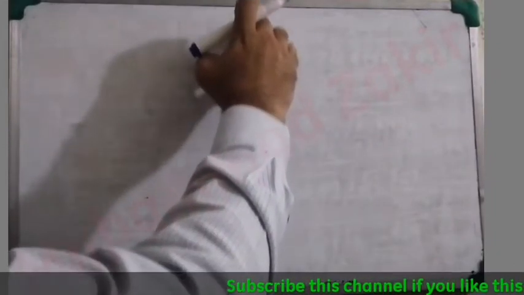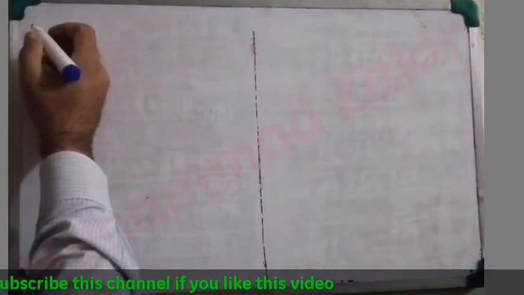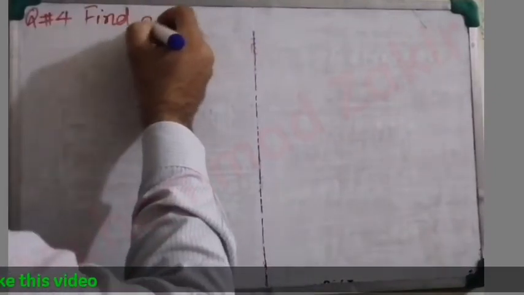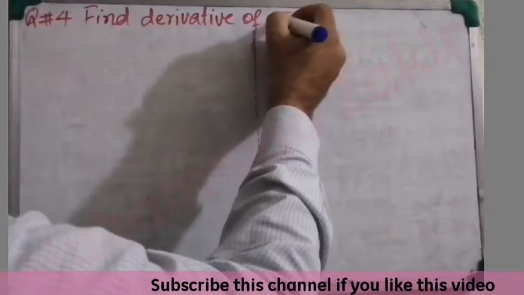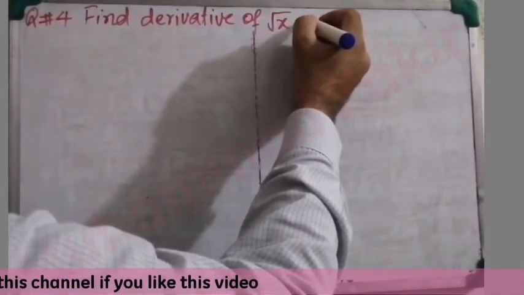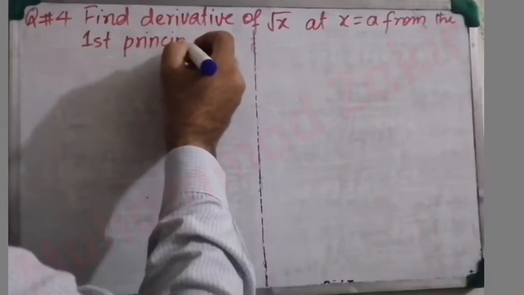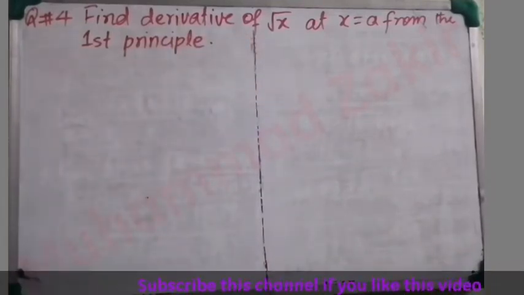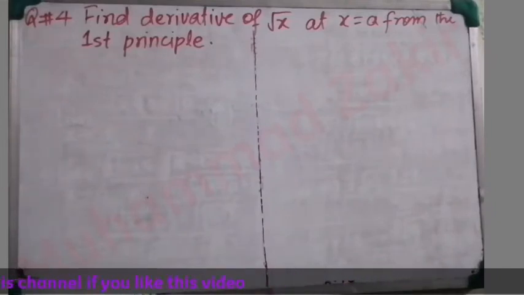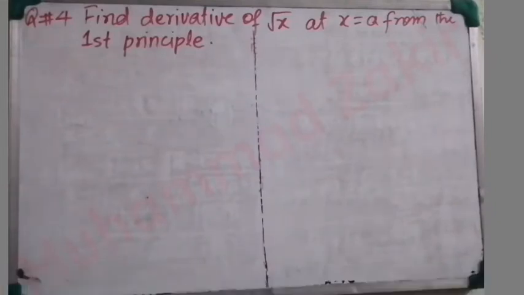This is another long question. And what is the statement of the question? He says find derivative of square root x at x equal to a from first principle. So first principle method is specified. We have to find derivative at x equal to a. So we proceed in its solution.